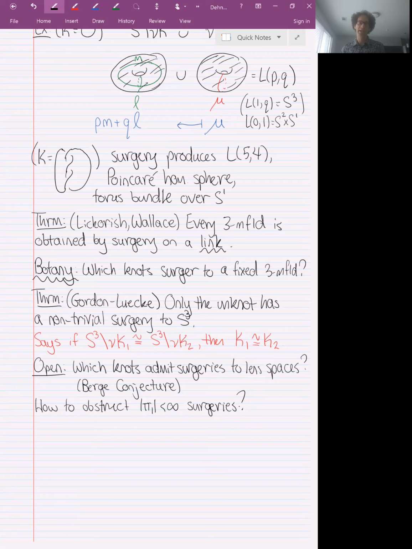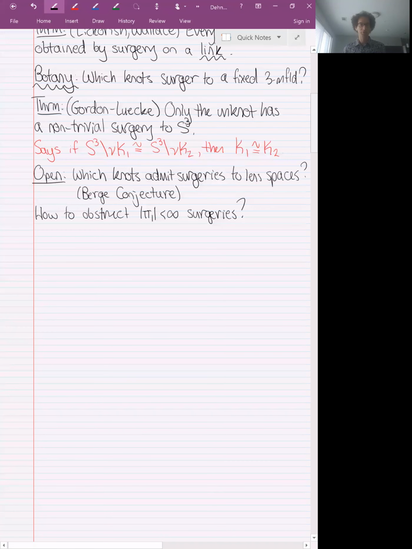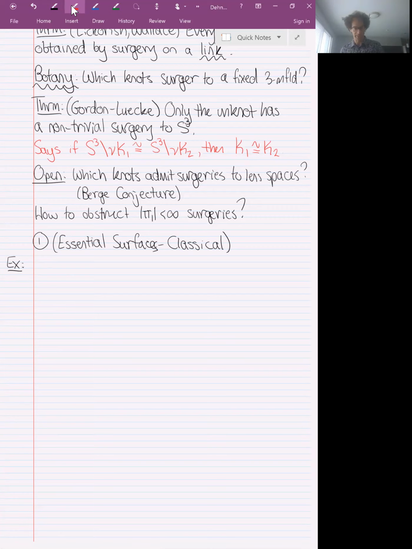So what I want to tell you about next is a little bit about some ways that we can approach these kinds of problems. This is not a complete list of techniques, but I want to point out a couple major ones. The first is what I'll call essential surfaces, and this is very classical. I'll just give an example rather than a general theory, but hopefully this will illustrate how this technique can help us study these Dehn surgery questions.